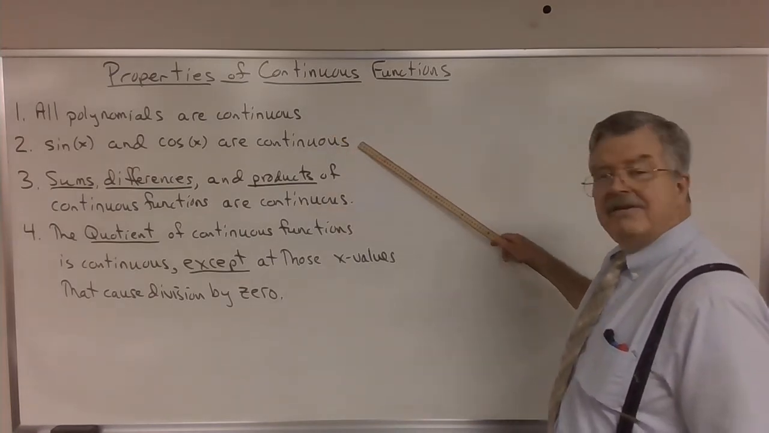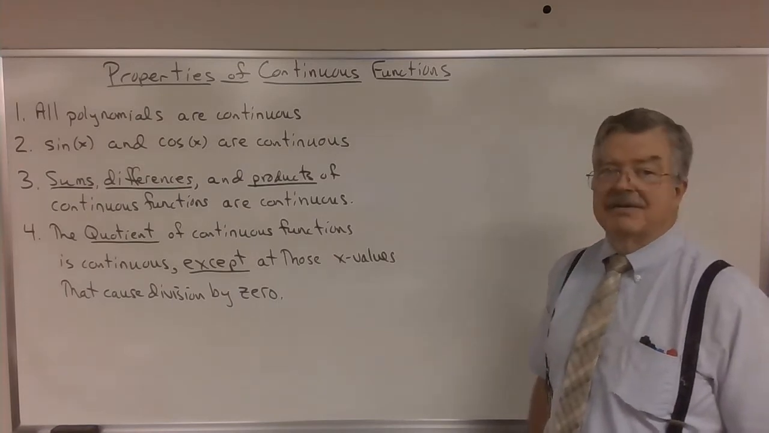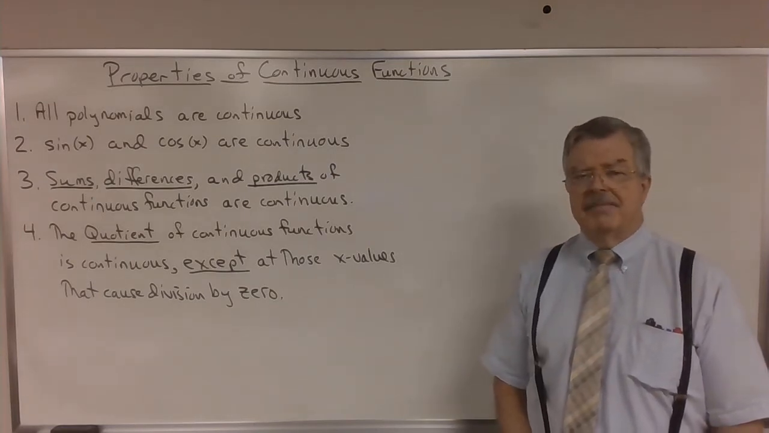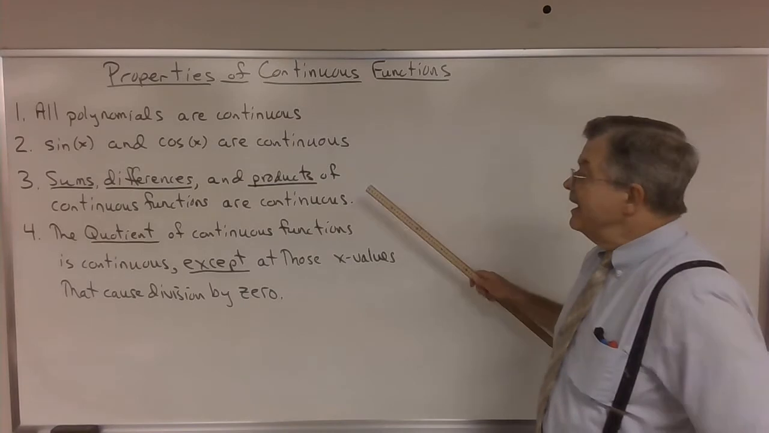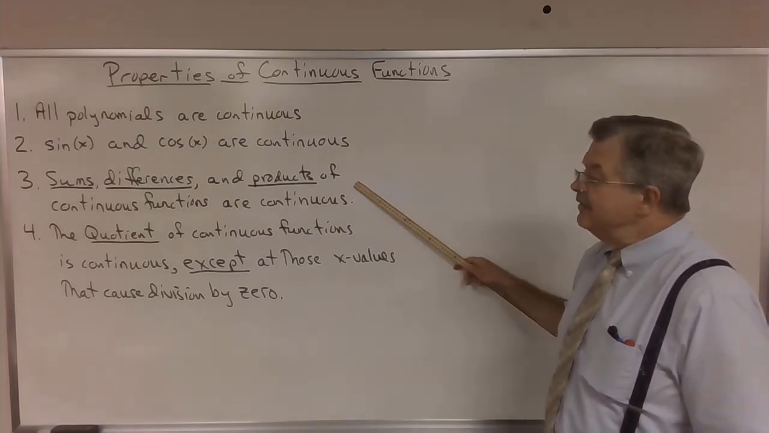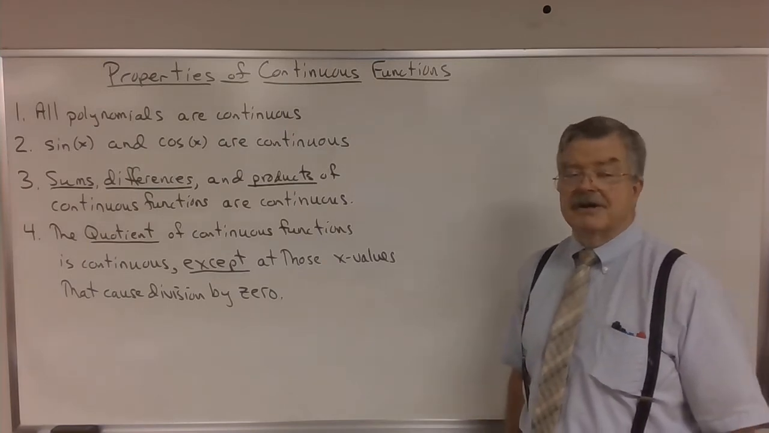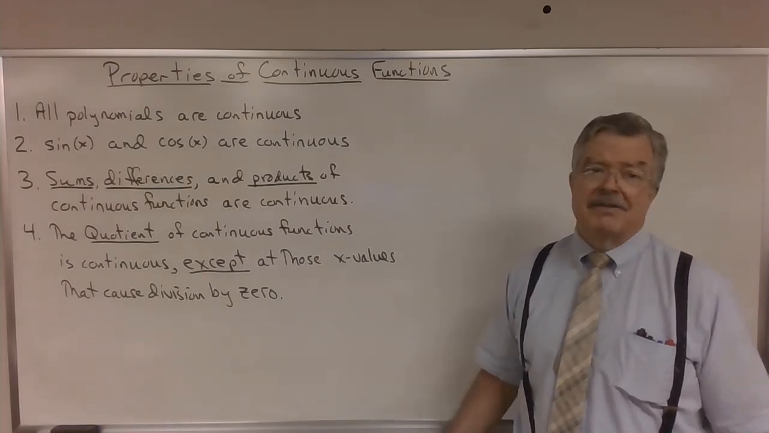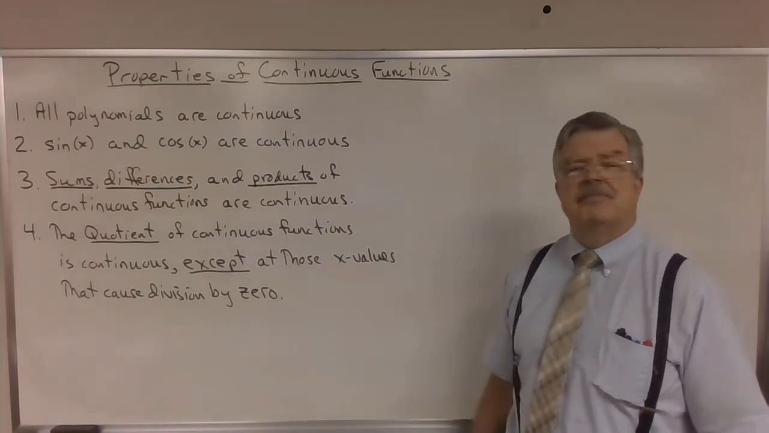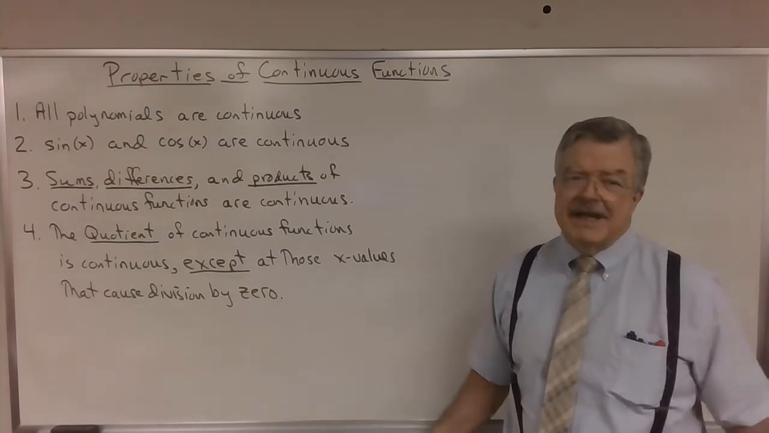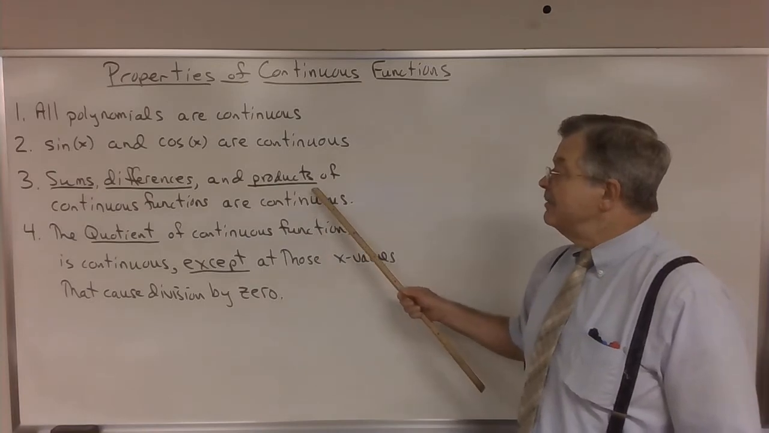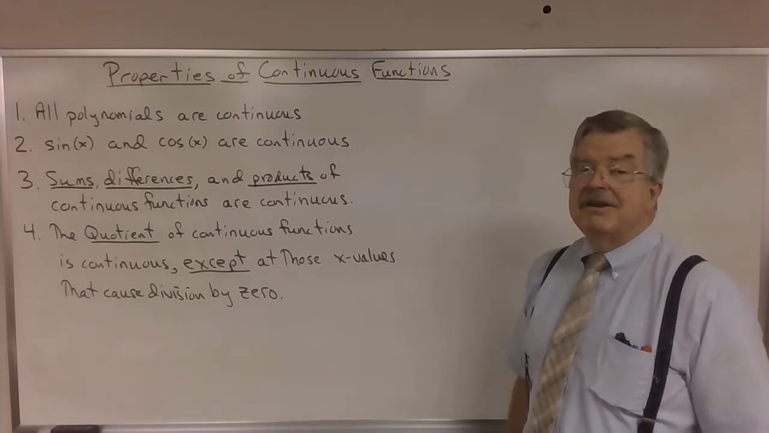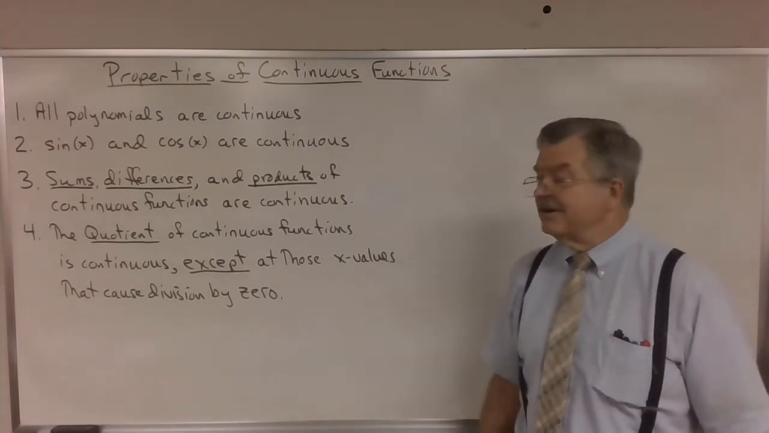Secondly, sine of x and cosine of x are continuous. Well, that's important. We work with sine and cosine quite a bit. And three, sums, differences, and products of continuous functions are continuous. So if we add a bunch of continuous functions together, we get another continuous function. If we subtract one continuous function from another, we get a continuous function. If we compute the product of 1, 2, 3, 4, 5, 6, 7, 8 continuous functions, we get a continuous function.